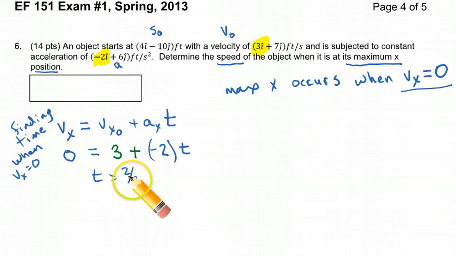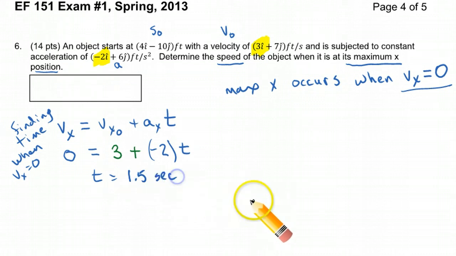I can't even do math. That should be 3/2. Should have done it in the calculator. Let's erase that. 1.5. How's that? So at 1.5 seconds, we're at our maximum x position. The velocity in x is 0.